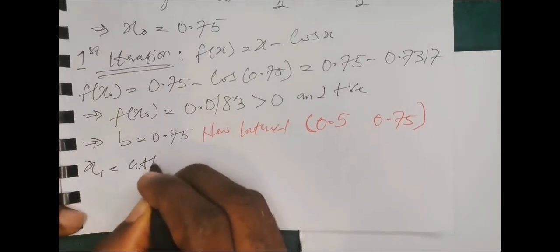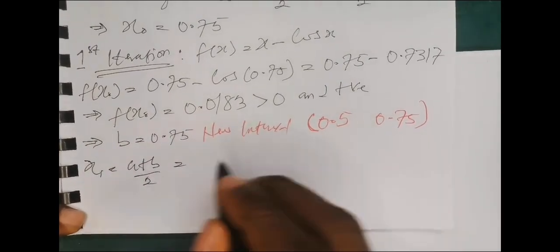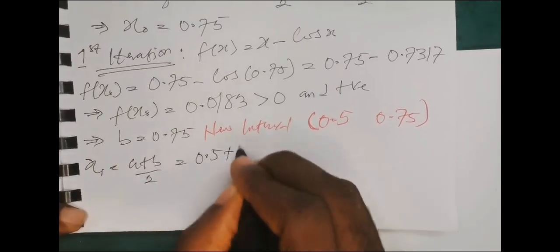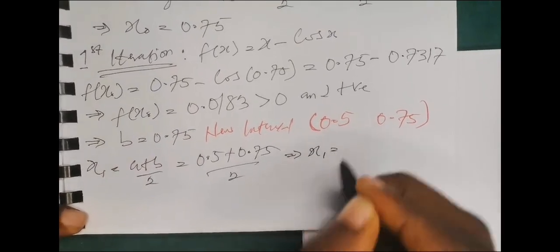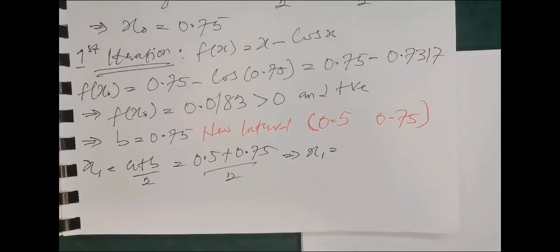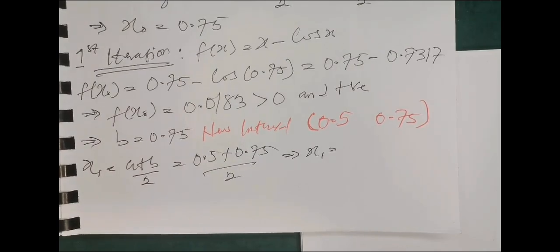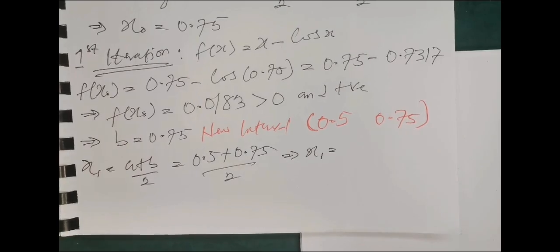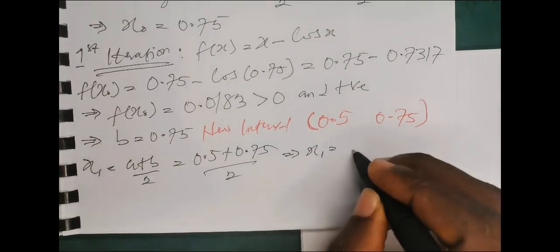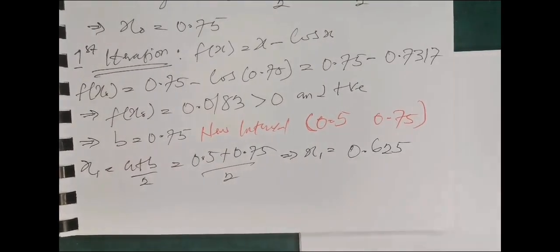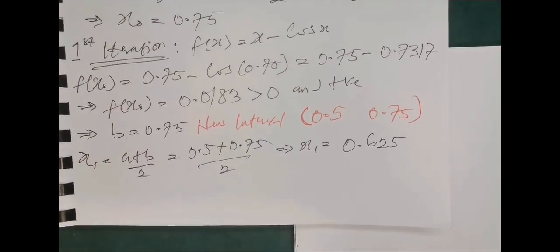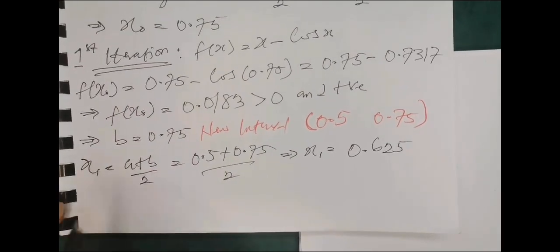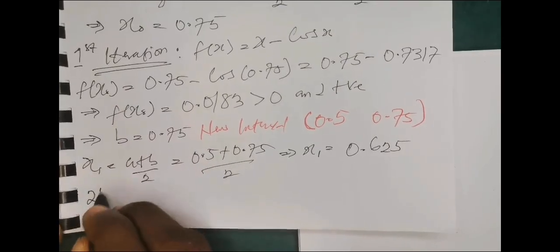s1 is also a plus b divided by 2, which is equal to 0.5 plus 0.75 divided by 2. So let's find 0.5 plus 0.75 divided by 2. That simply gives us 0.625. So s1 is 0.625. Okay, so with this value of s1, or with this root, we can now do the second iteration.